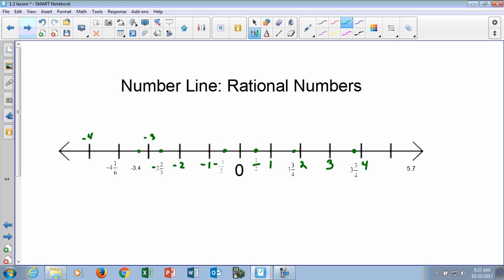And -4.16. That's got to be closer to... Actually, that's supposed to be -4 right here. This is supposed to be -5. Okay? So you can even see where rational numbers fit on there, right?